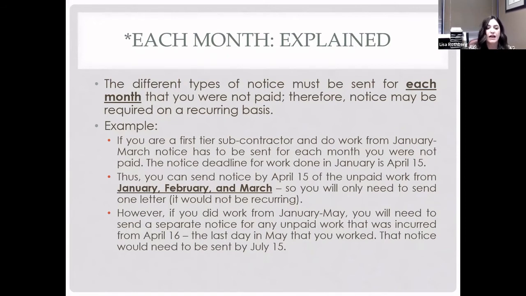Great. So that's awesome. However, if you do work from January to May, you will have to send a separate notice letter for any unpaid work that occurred from April 16th. Because if you go back and think about it, you have to send the notice by April 15th for January, February, and March. Well, you worked from April 16th until May, so you're not going to have those amounts included on your January, February, and March letter. So now you need to send a letter to the GC and the owner that includes your invoices from April 16th until the last day in May, and then that notice does not have to be sent until July 15th.